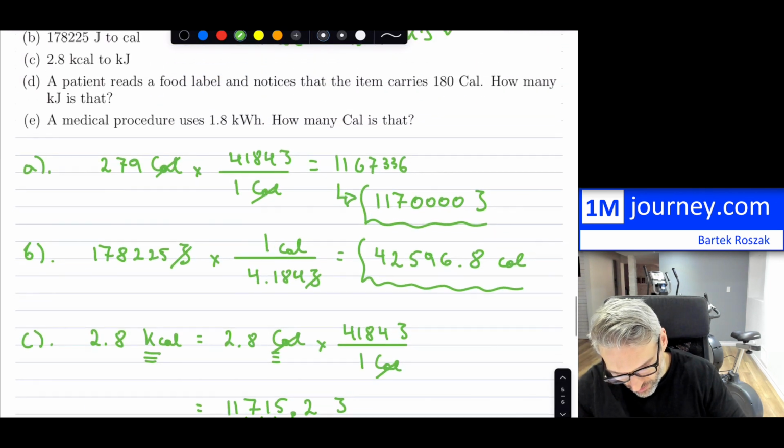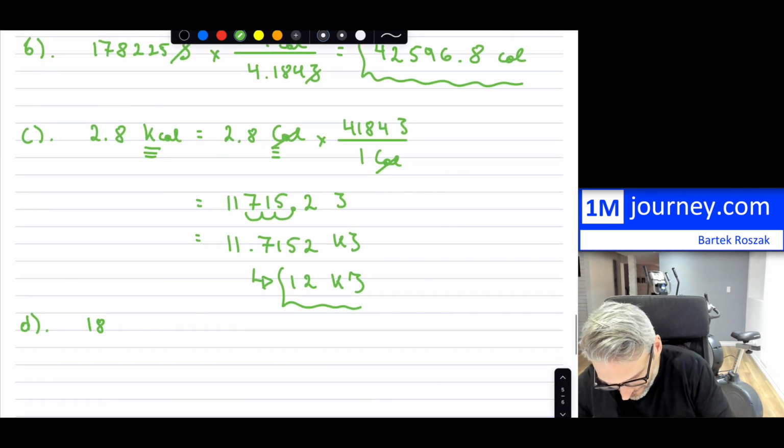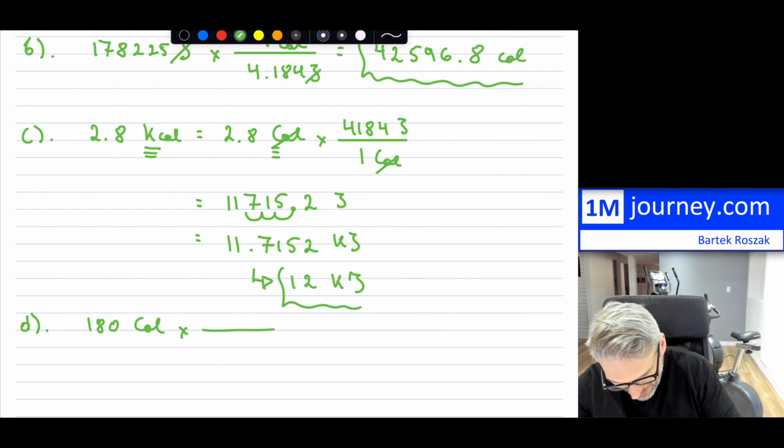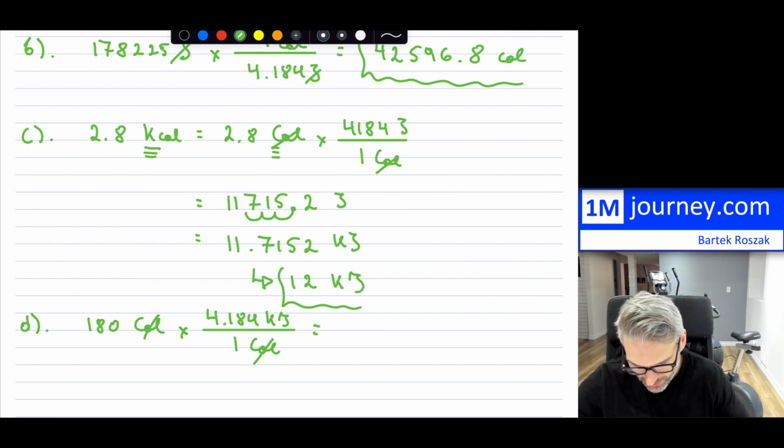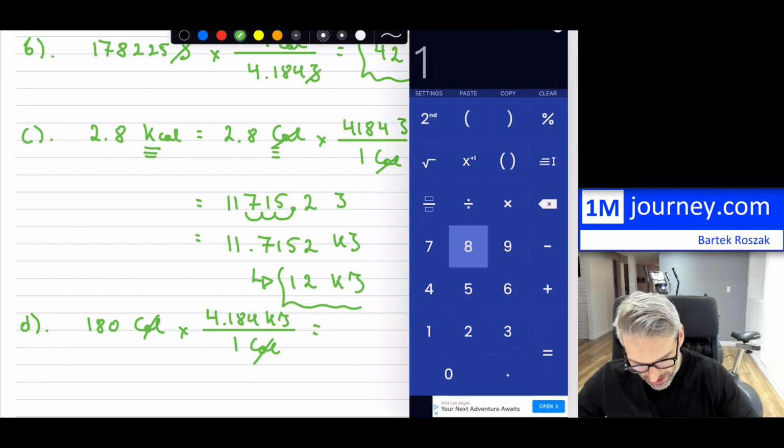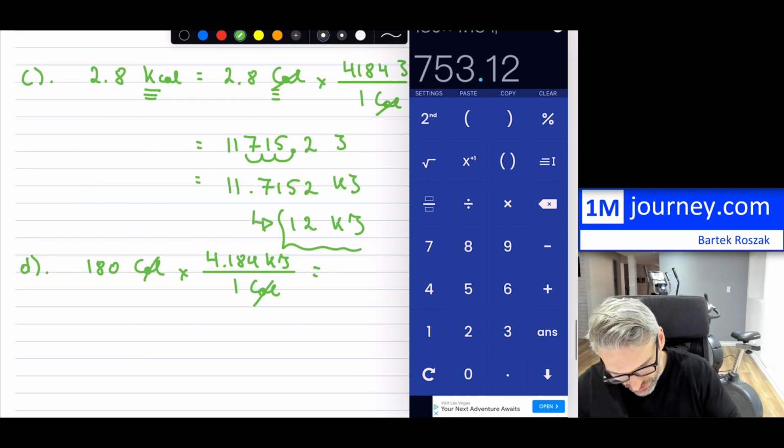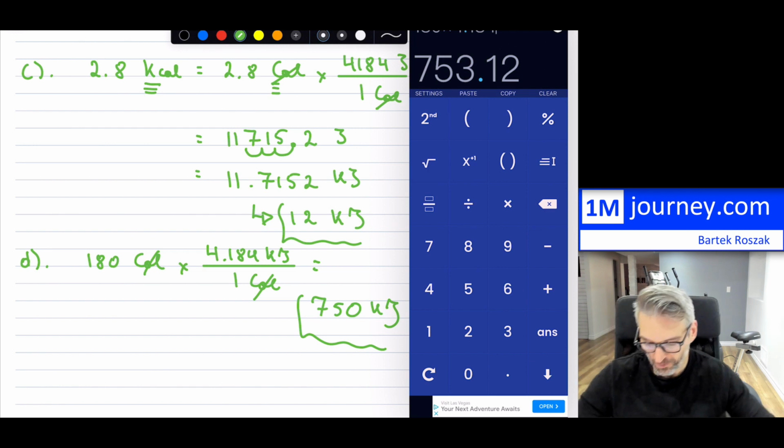So this is 180 calories, and I want to get rid of calories, and that's 4.184 kilojoules. That's what I just showed you. So we can take that 180 multiplied by 4.184, and there you have it. So two significant figures, so I'll do it right away actually. Okay, that's how many kilojoules you would have. All right, so that's for part D.